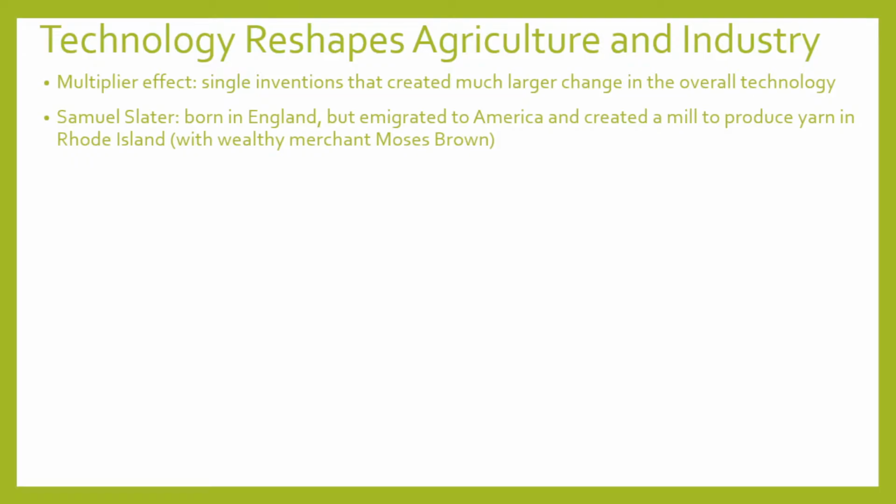So we have Samuel Slater. He was born in England. He was meant to take over a textile mill in England, but he decided he could make more money if he came over here and started his own mill franchise. Because we didn't really have textile mills here. We didn't really have the technology for that.